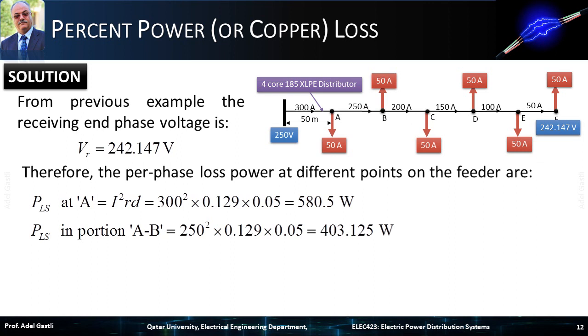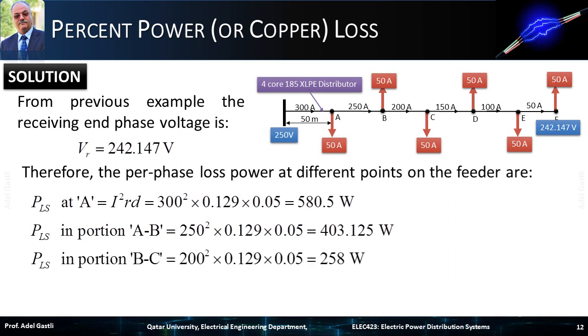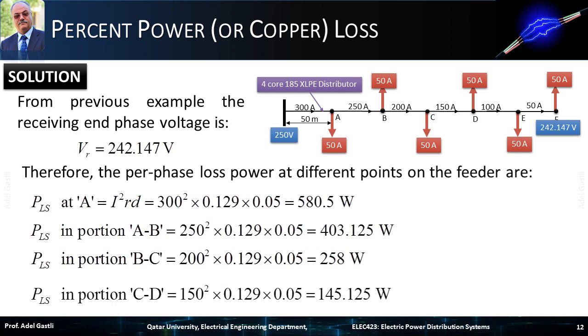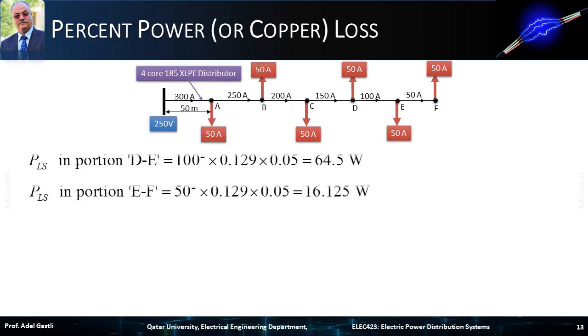The power loss in portion AB is calculated as 250 squared times 0.129 times 0.05, that equals 403.125 watts. Similarly, the power loss in portion BC is calculated as 200 squared times 0.129 times 0.05, that equals 258 watts. And the power loss in portion CD is calculated as 150 squared times 0.129 times 0.05, that equals 145.125 watts. We can continue in the same way and calculate the power losses in portions DE and EF.